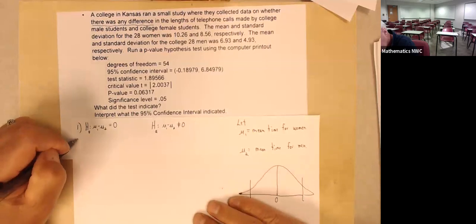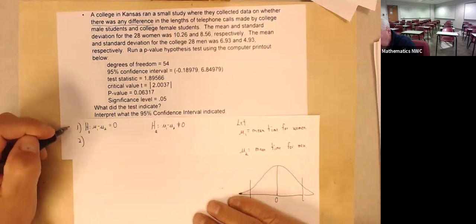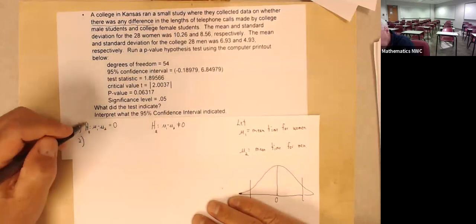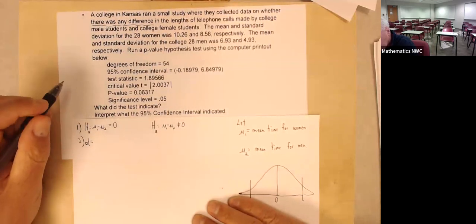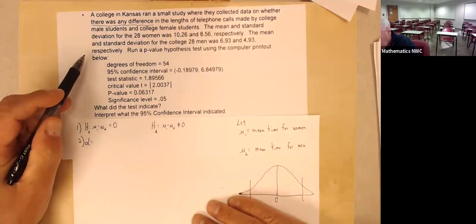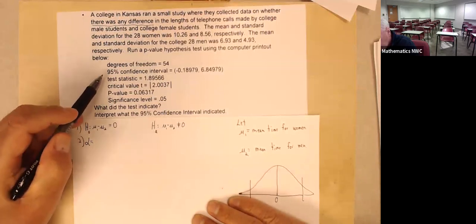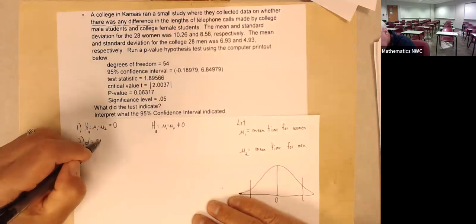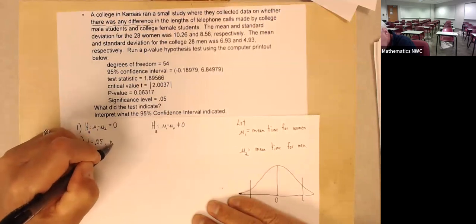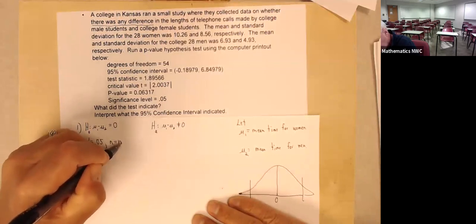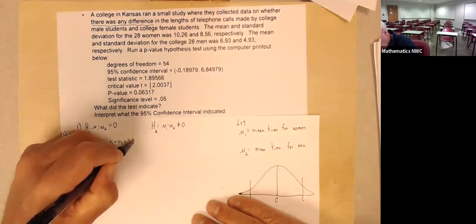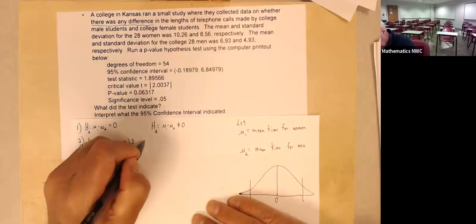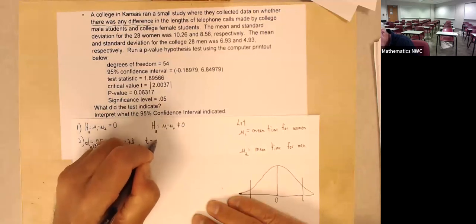Okay? Step number 2. I need to list the sample sizes. I first have to list my alpha, excuse me. They don't list one here. They do right here, significance level of 0.05. My sample sizes were both the same, both at 28. Because at least one of them is less than 30, I'm going to use a t-stat.